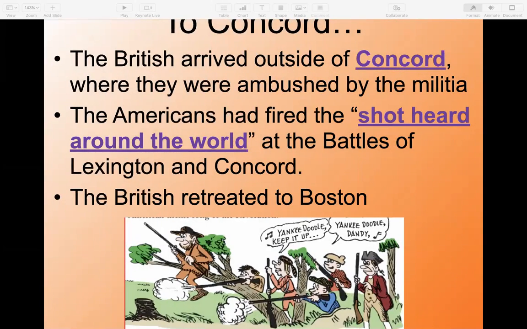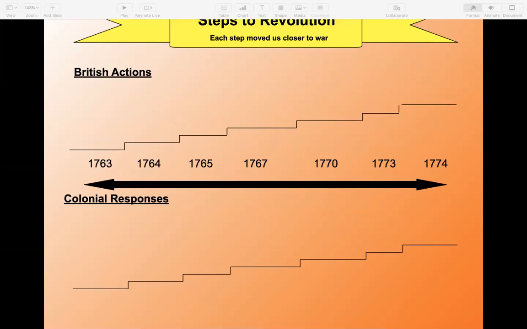The British arrived outside of Concord, where they were ambushed by the militia. The Americans had fired the shot heard around the world at the battles of Lexington and Concord. The British retreated to Boston.